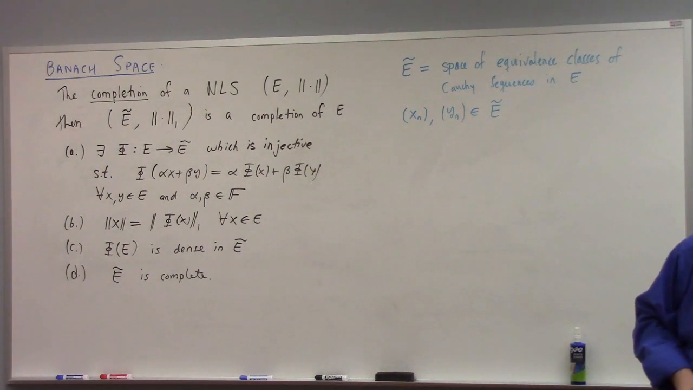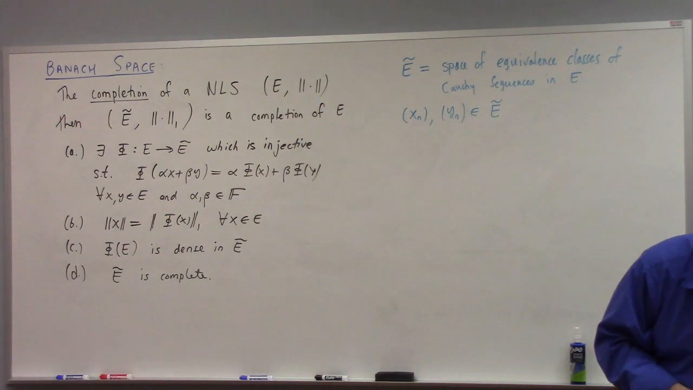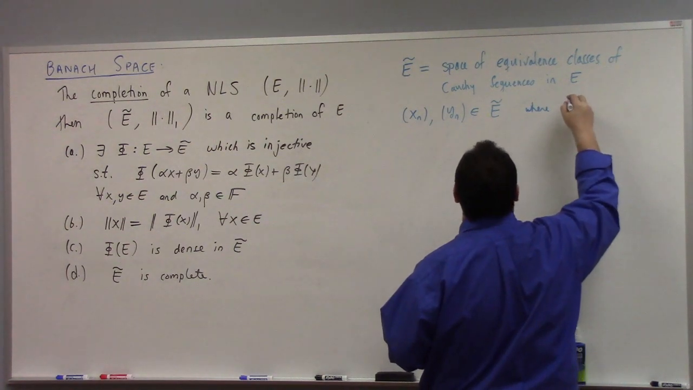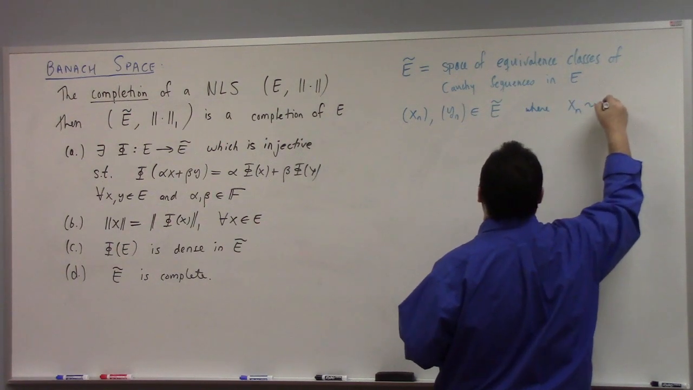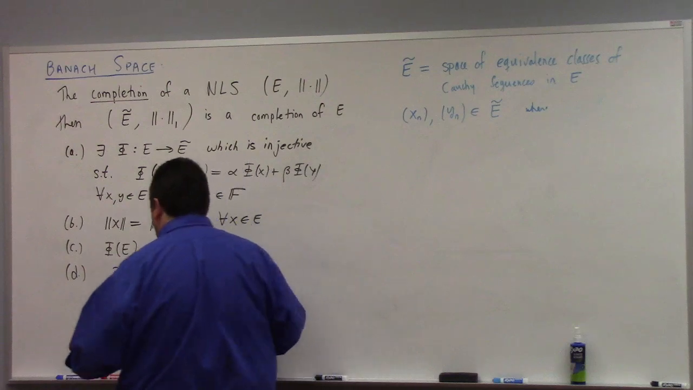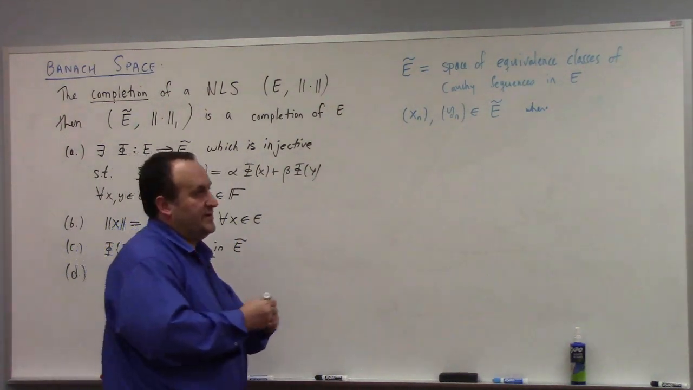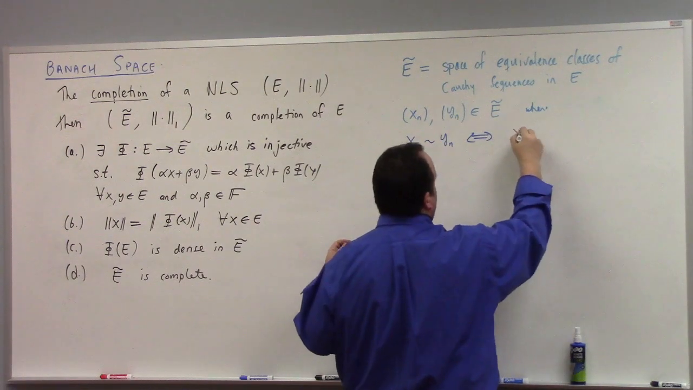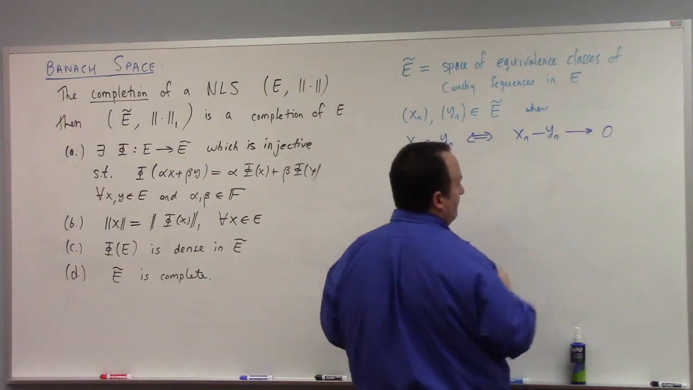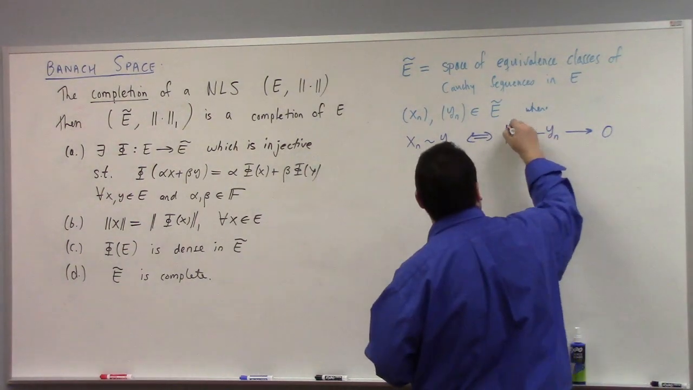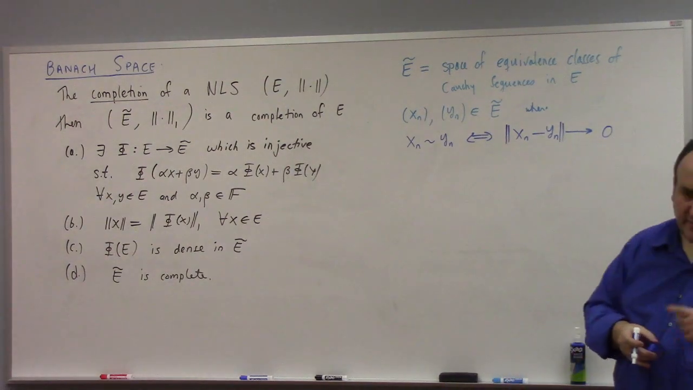How do you judge whether two equivalence classes are in fact the same? Well, he tells us: two sequences of elements are called equivalent if the limit of their difference is zero. Before I define an equivalence class, I typically define the equivalence relation. The equivalence relation is that Xn is equivalent to Yn if and only if Xn minus Yn goes to zero as n goes to infinity. And he's more careful, he does the norm, the E norm.